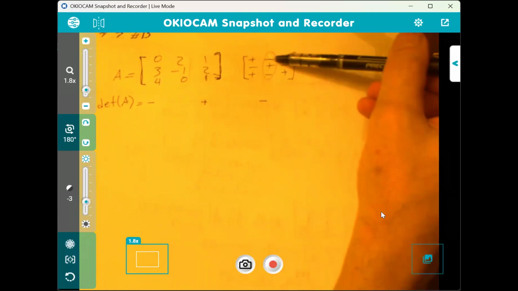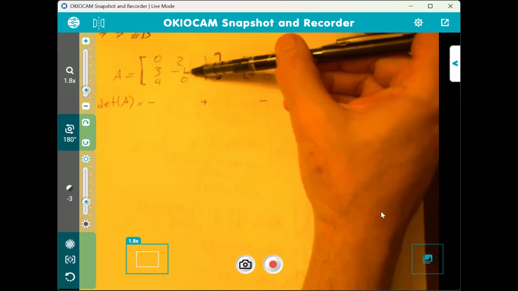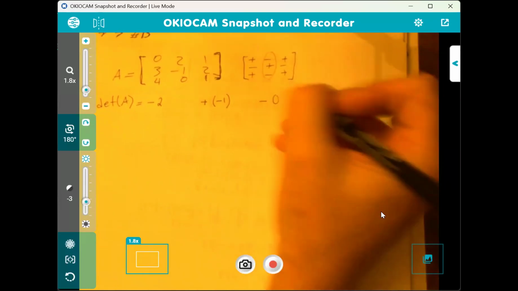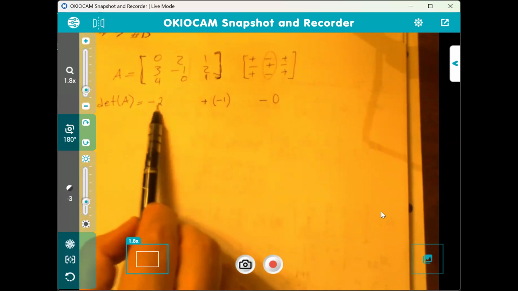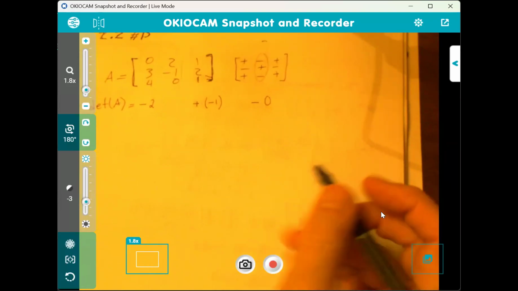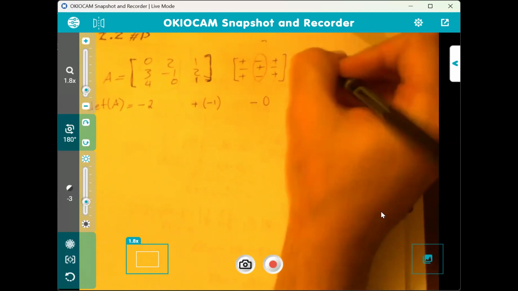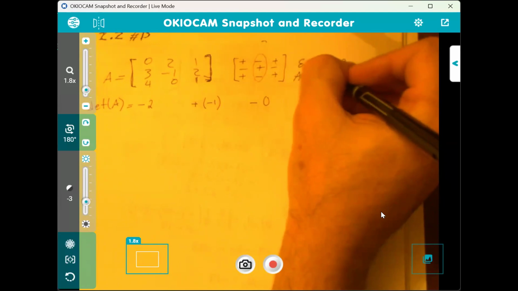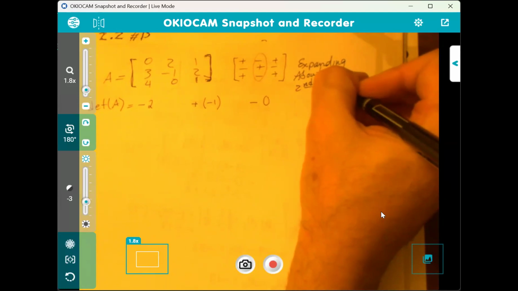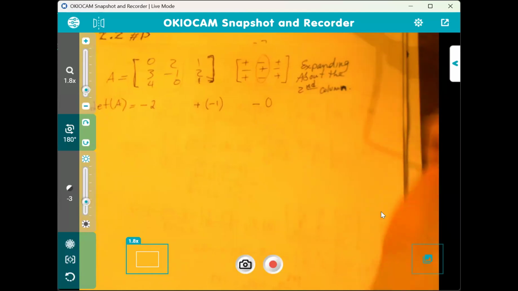And then the elements in these positions, second column, the elements are 2, -1, 0. So here is 2, -1, and 0. So far I have the elements in the second column and the sign on the cofactors. Okay, and let me just write down that we are expanding about the second column. Second column. That's what we're doing.